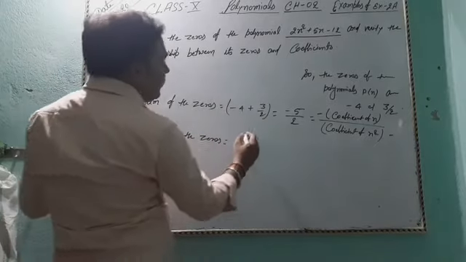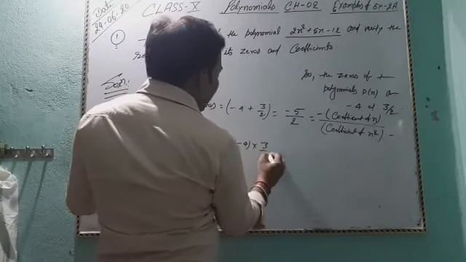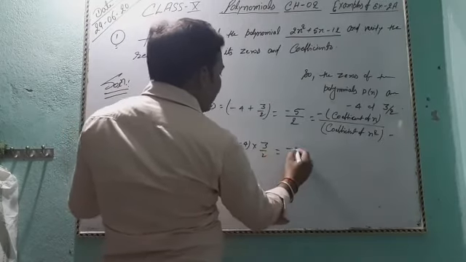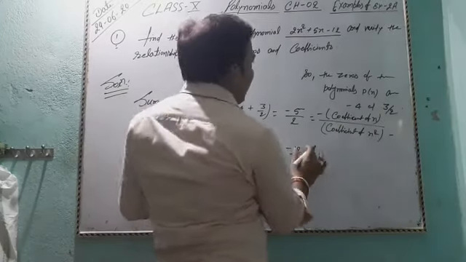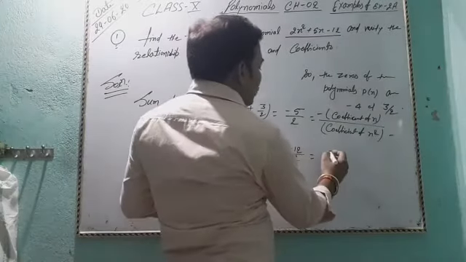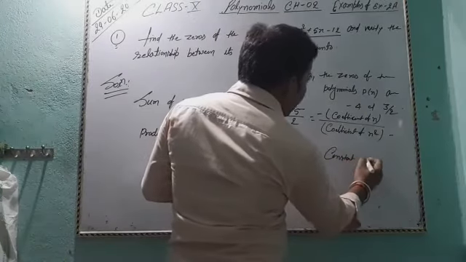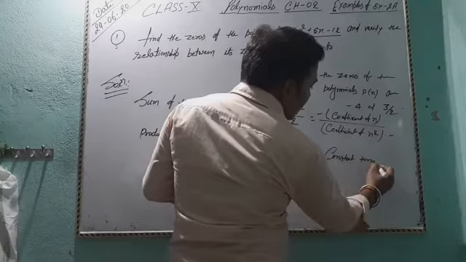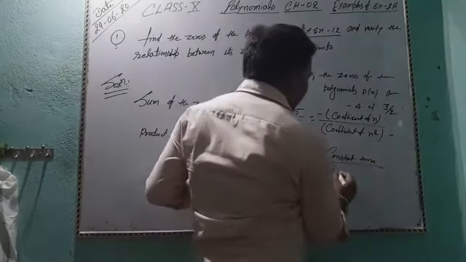equals minus 4 multiplied by 3/2, minus 4 times 3 is minus 12, so minus 12/2. Okay, so minus 12 is the constant term divided by 2, which is the coefficient of x square.